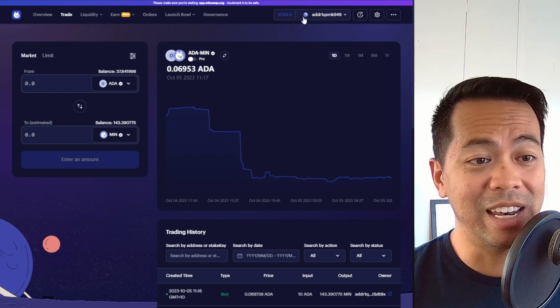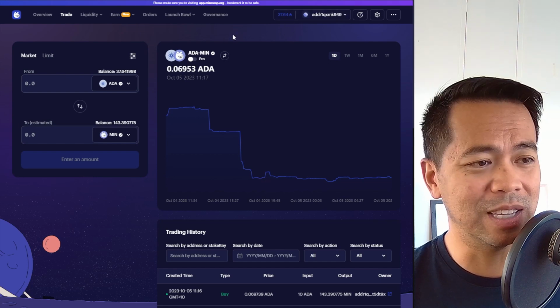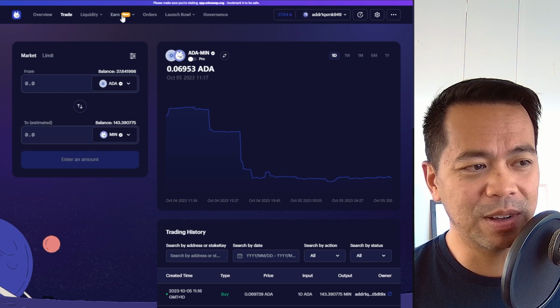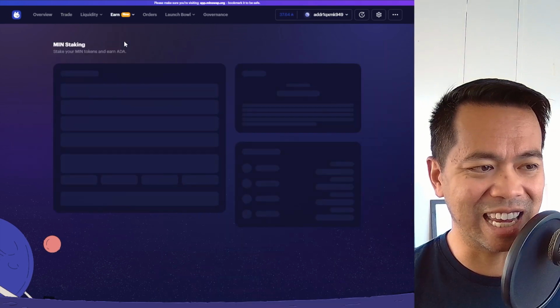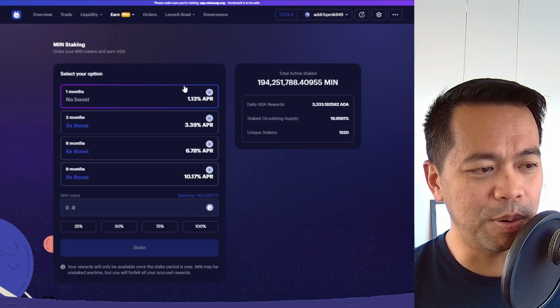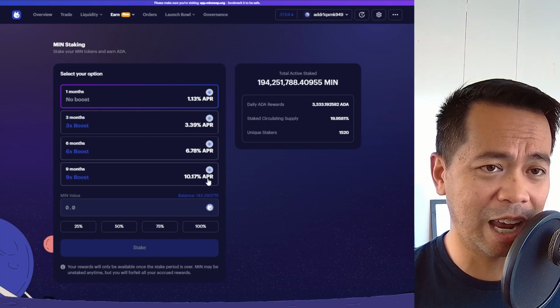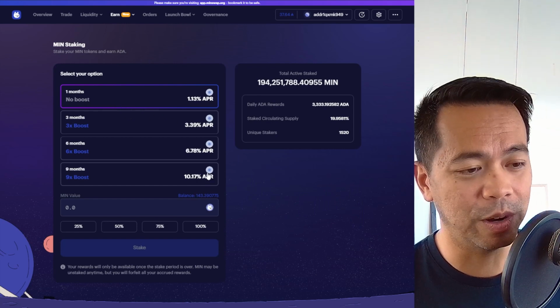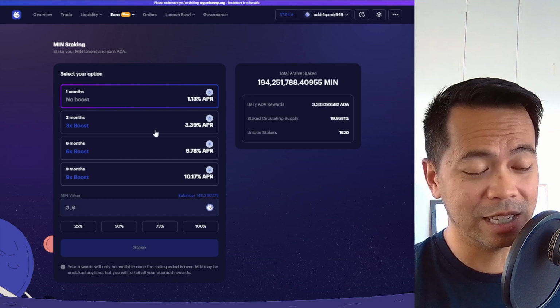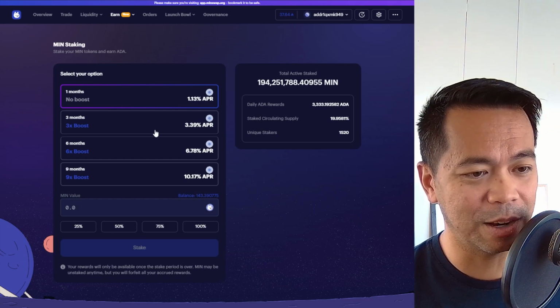I do have my NAMI wallet already connected to the DEX itself, and now you can navigate to earn and staking. From here, it pulls up the interface and shows you the various options you have. You can see it's already changed quite dramatically from their initial announcement as people are going into the ecosystem and starting to stake their rewards.